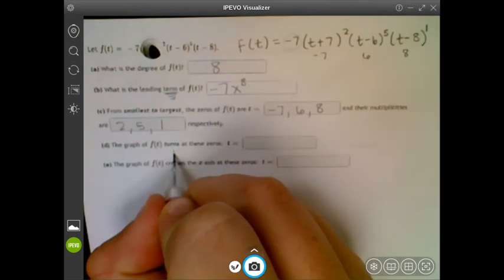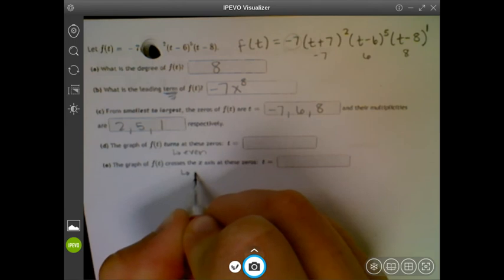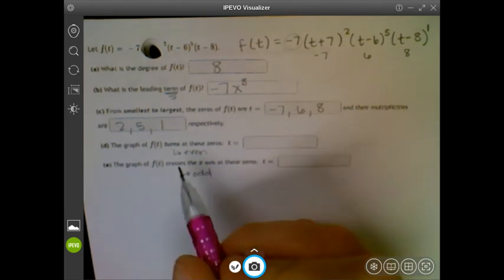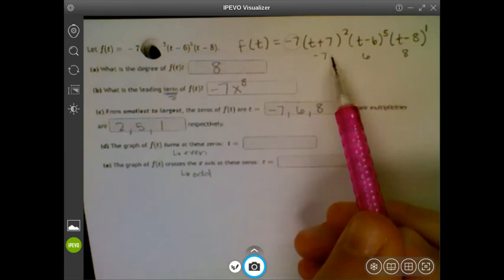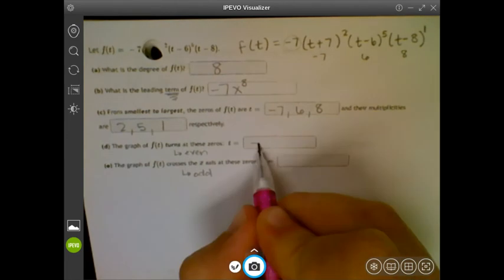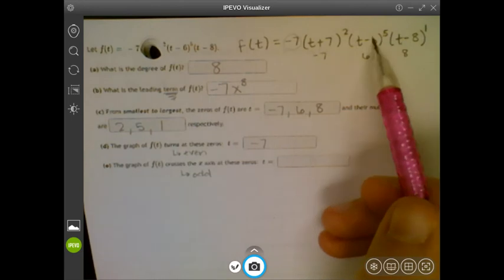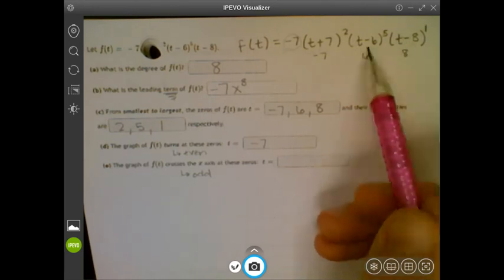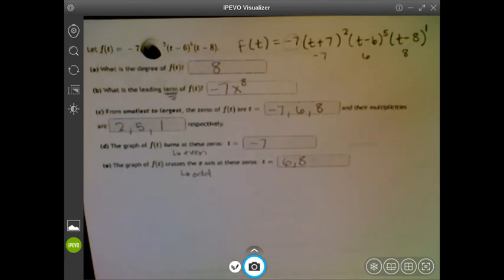All right, turns, that's where it has even multiplicities. Crosses is the odd multiplicities. And so the even multiplicities, you can either go based off of what you wrote here, or you can go back to your factors. That has an even power on it, that factor, so it's going to turn at negative 7. The other two are odd, and so it's going to cross at these two, so it crosses at 6 and at 8.